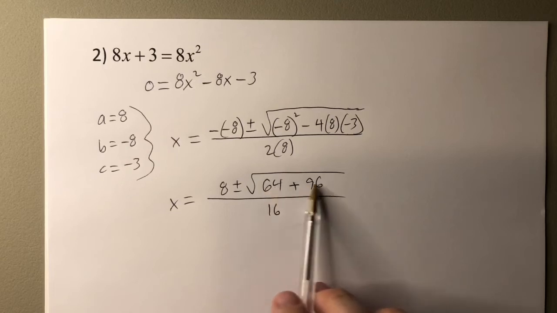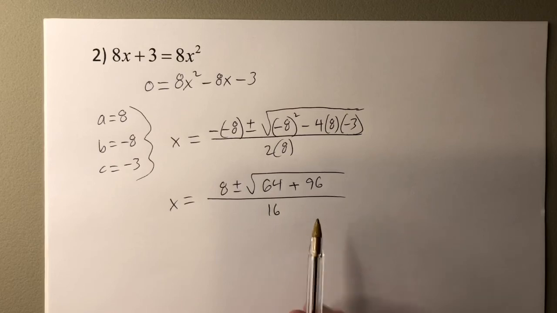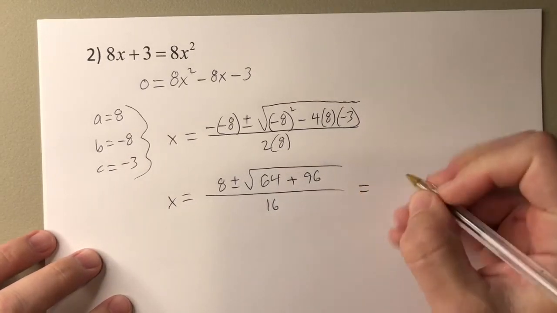I'm going to give you a little hint here. This result is always going to be non-negative in this class. It's not going to be negative, okay? Because we're not dealing with i in this class.